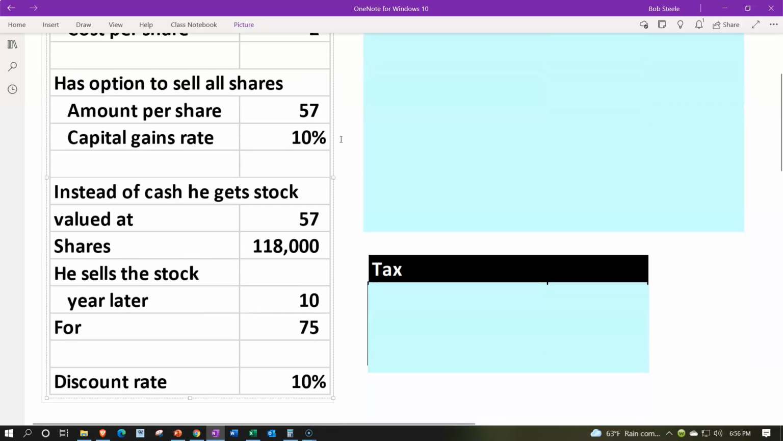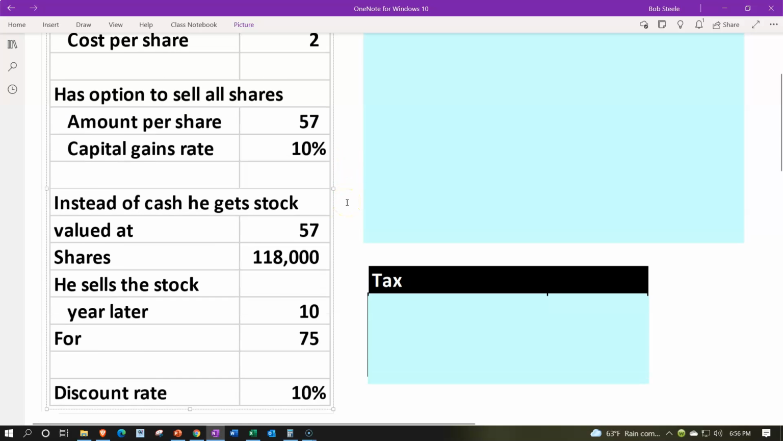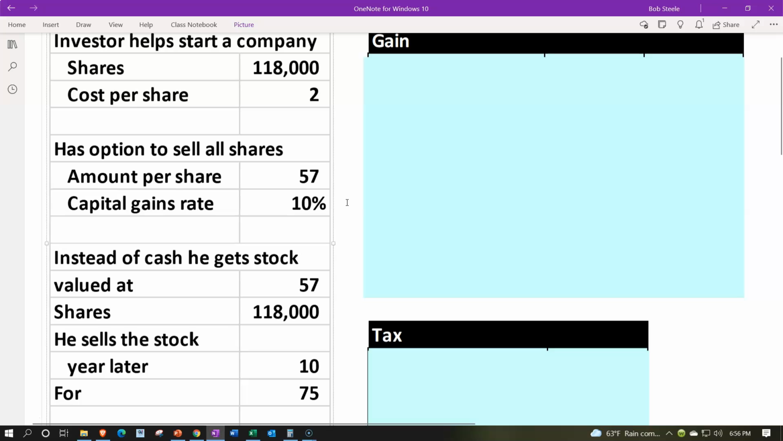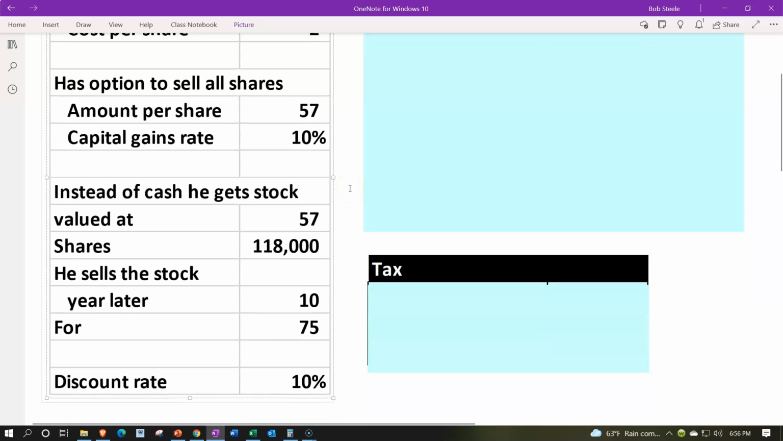So we're looking at a capital gains rate of 10%. Instead of cash, he gets stock valued at $57. This would be option number 2, right? Option 1, he gets paid straight cash for it, $57. What would be the tax on that? Option 2, what if instead of getting cash, he gets some stock? And what if he was able to not have to recognize the gain when receiving the stock, but rather recognize the gain when he then sells the stock? If something like that could be set up, then he would be able to defer the gain until the stock sale. You'd still have to recognize it, but possibly be able to defer it.